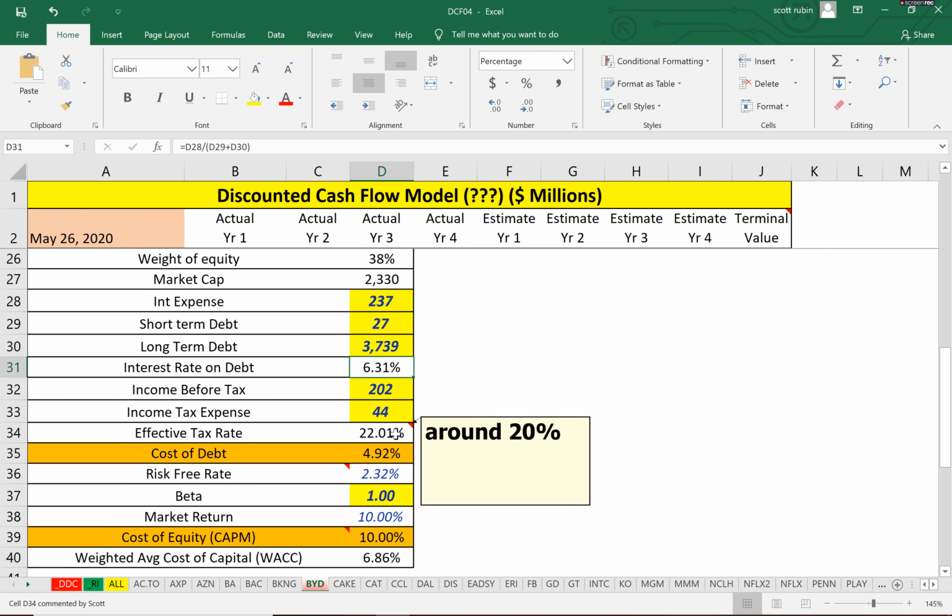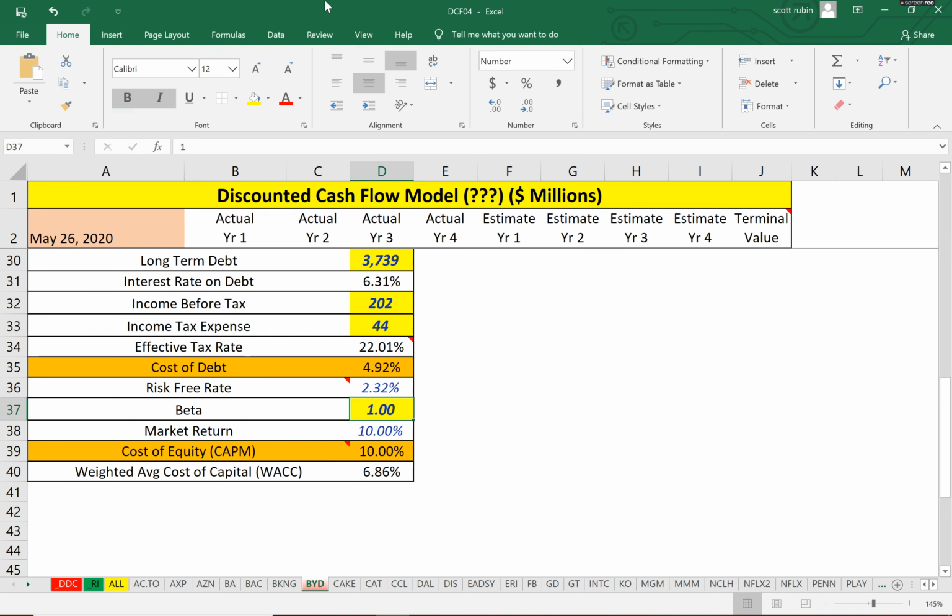Now, even though they pay 6.31% interest, they do get a tax deduction on their interest payment because interest is an expense. So the tax deduction is 22%, and they actually pay 4.92%, so about 5% interest on the debt.